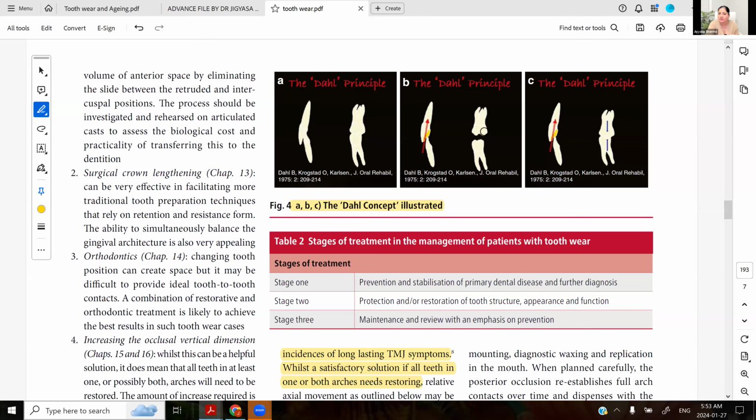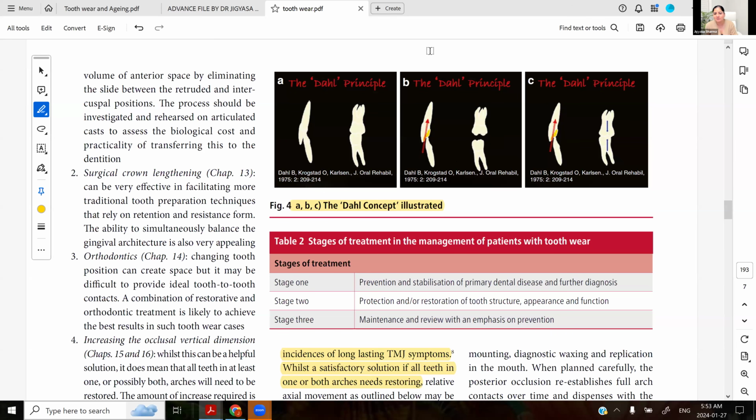So when you put the posterior Dahl's appliance, basically that means you're giving the bite plane posteriorly. That is used when you want intrusion of the molars. Wherever you put the Dahl appliance, that place intrusion happens, and what gets separated, extrusion happens. So posterior Dahl appliance will lead to intrusion of molars. That is not the desired result here.